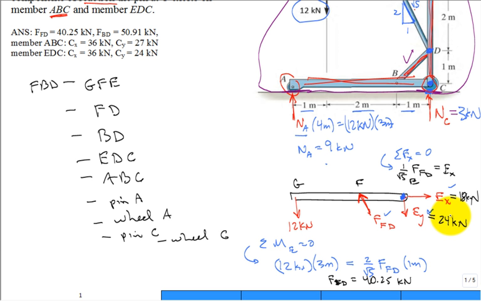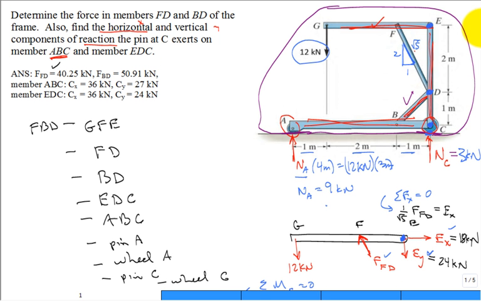All right. So we're diving into this problem. We've already solved for one of the unknowns. Now we can come down here and we can do the same thing for this horizontal member ABC. But before I get to that, I really want to talk a little bit about that wheel at A, so that then I can talk about the wheel at C.